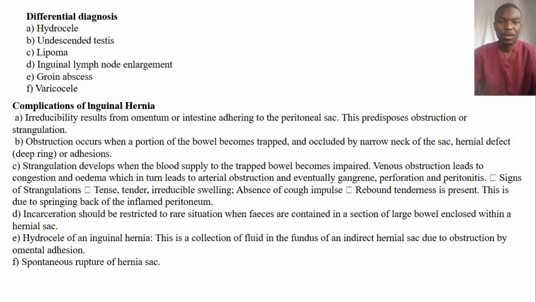So the complications of an inguinal hernia: it can become irreducible, so when you push it in, it's not going back. Or it can become obstructed. It can become strangulated, or it can develop a hydrocele, which is just a collection of water in the hernia. Or it can have a spontaneous rupture of the hernia sac, and this could also cause an infection. So a patient will eventually have sepsis, which is also another complication.